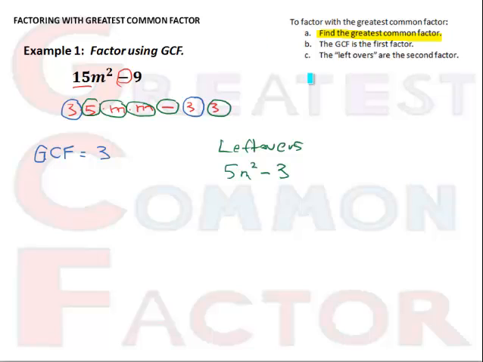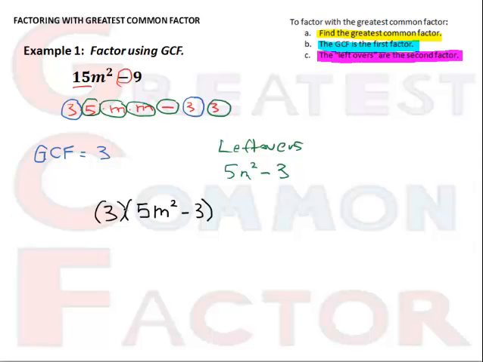So now I'm going to put the GCF as my first factor. So it's just 3. And I'm going to put it in parentheses. And then my second factor is the leftovers. The leftovers are my second factor. And I'm going to put those in parentheses. So 5m squared minus 3. And put that in parentheses. Now this is my factored polynomial.